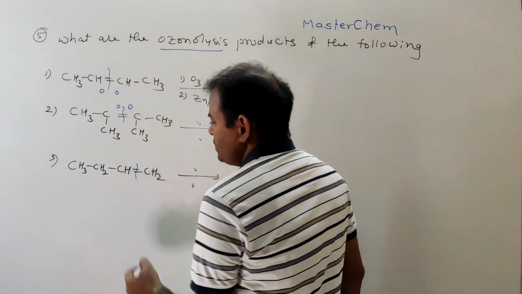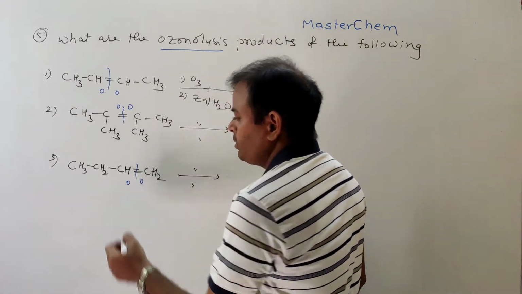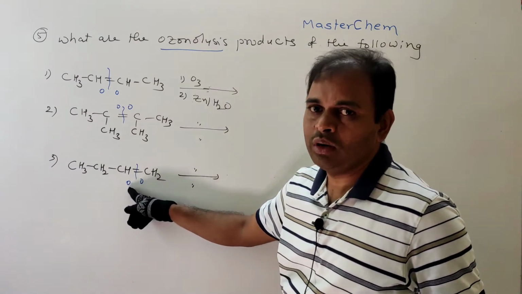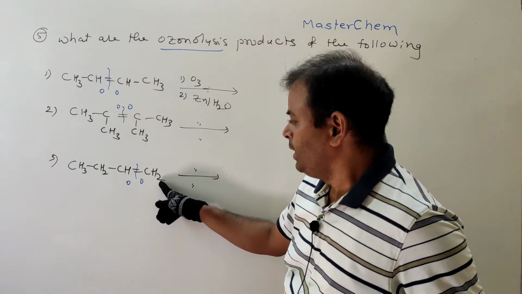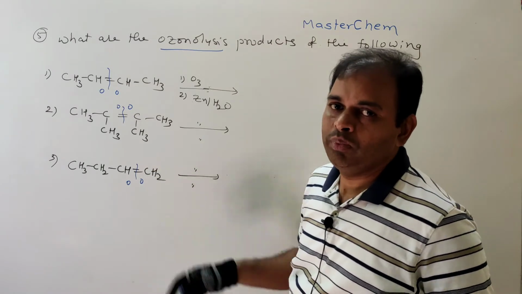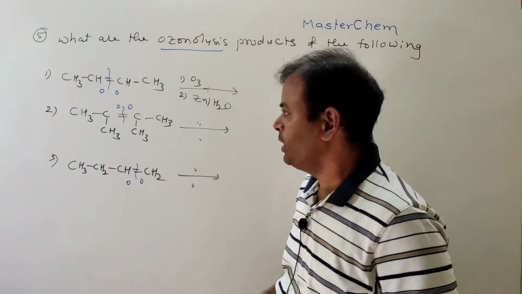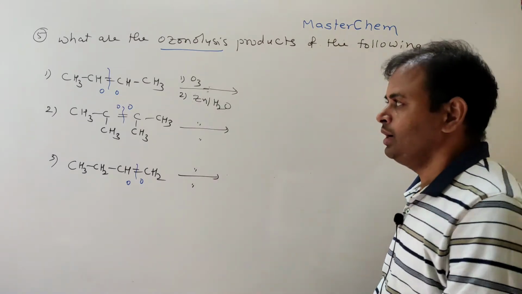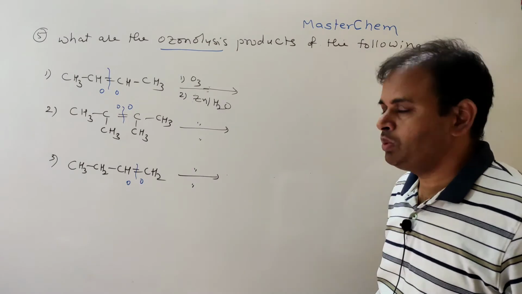Here place oxygen, oxygen. That is CH3CH2CHO, called propanal, and here HCHO, formaldehyde. So these are the products formed by the ozonolysis reaction. This is a simple trick to find out ozonolysis products.